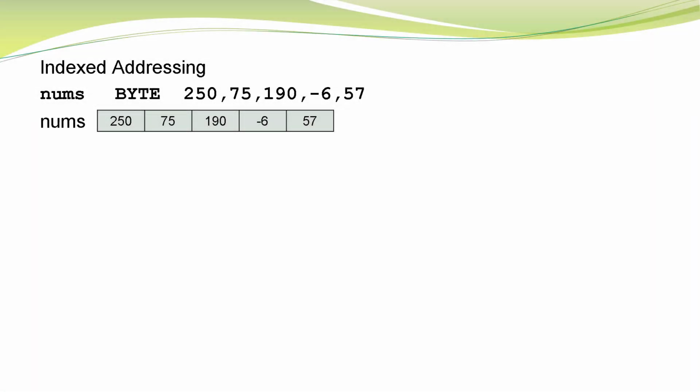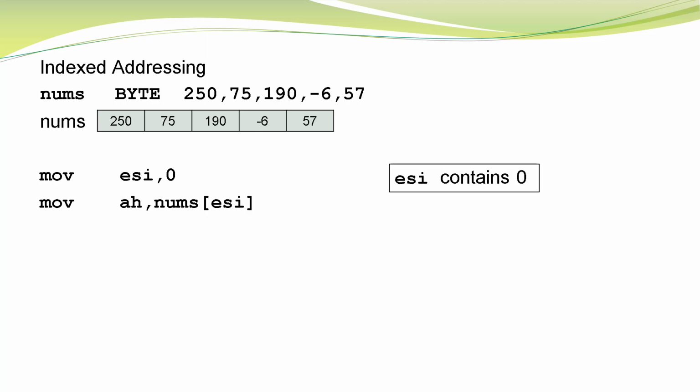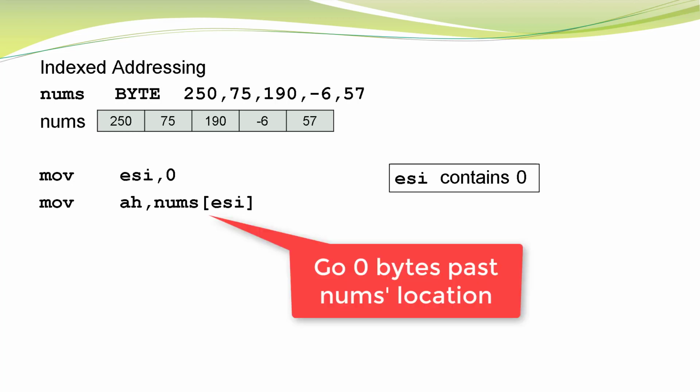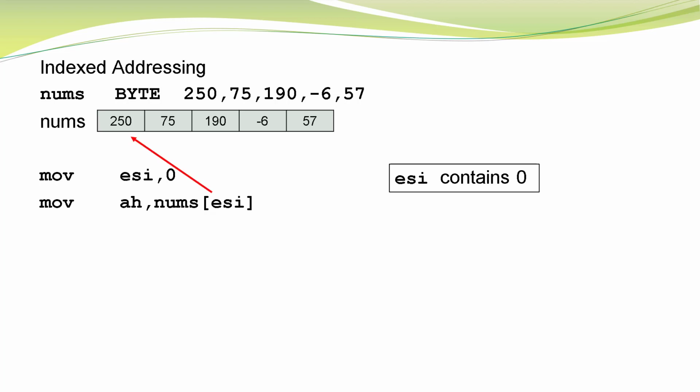Now let's take a look at indexed addressing. I've got my same array as I had before. It looks the same in RAM, and this time I'm going to try a little something different. This time I'm sticking a 0 into the ESI register. The reason they call this indexed addressing is because we're using a register as an index. Notice the syntax here. This says go to where nums is, go ESI bytes past that. Well, since ESI has a 0, we're just looking at the first thing in nums. We're moving that into the AH register.